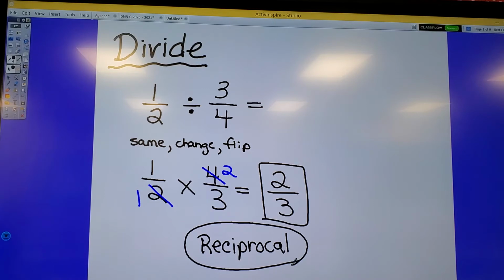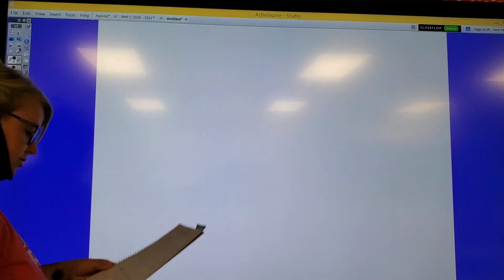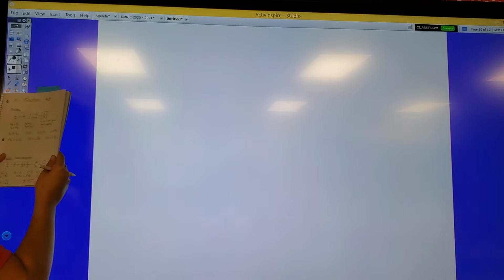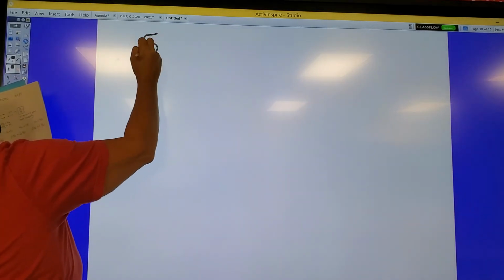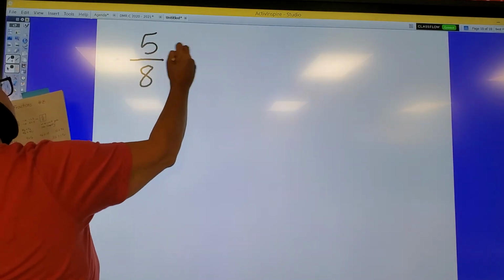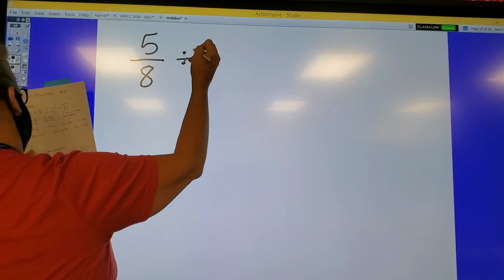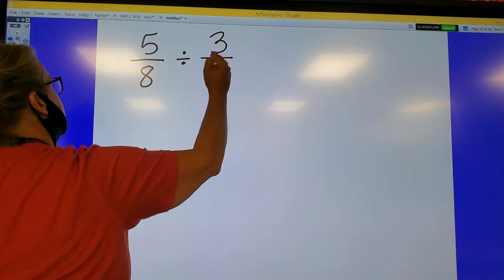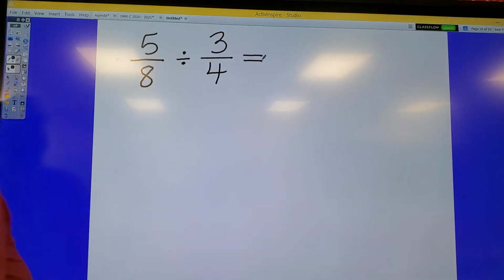All right, any questions about how to divide? We're gonna do some practice, but any questions about just the process? Okay, so let's do some practice with those. How about you try 5/8 divided by 3/4. So again, you are trying it. I'll start working it out up here. If you get stuck, you can look up here.